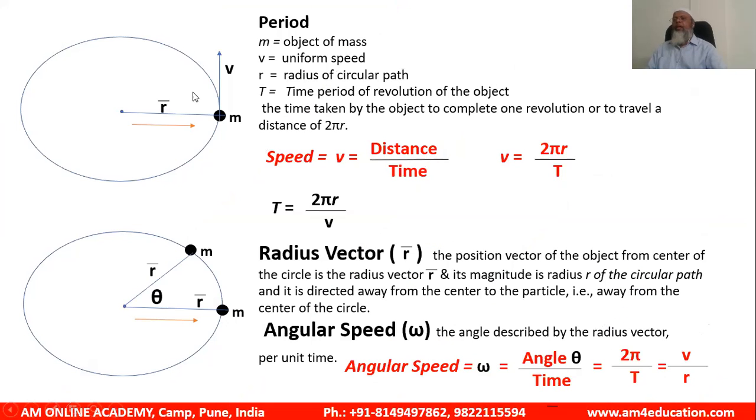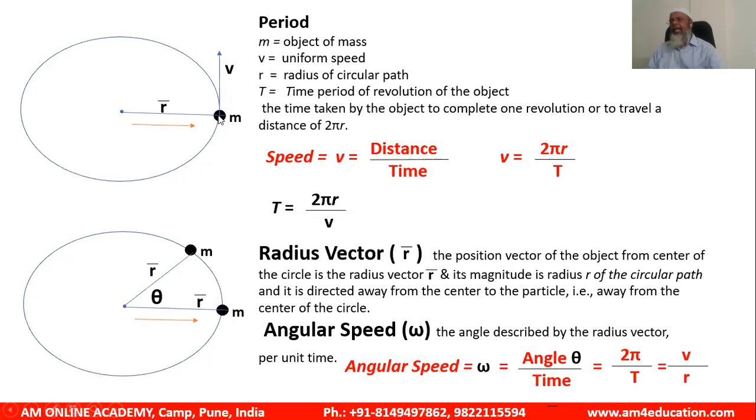Now, before that, we'll go into some basic terminology. We'll also see some basic terminology, that is period. Now, this particle is performing a circular motion, means it's moving along the circumference of the circle. Let small m be the mass of the particle, r is the radius of the circular path, v is the velocity or uniform speed, and let capital T be the time period for the revolution.